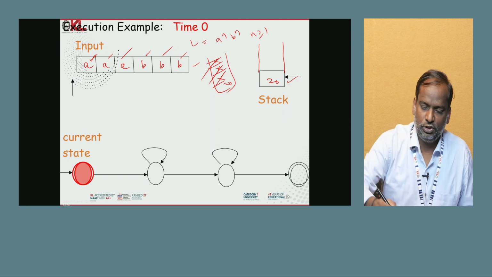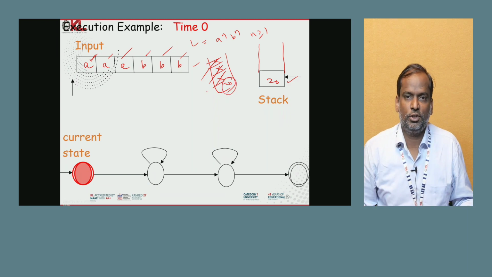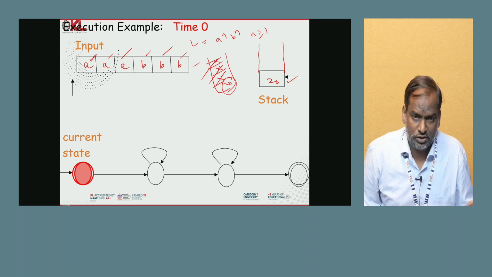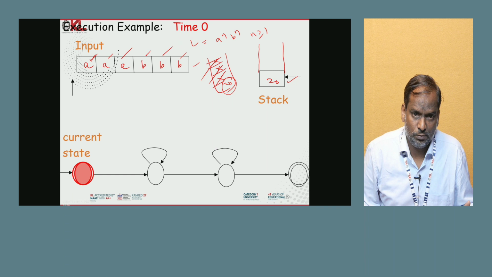So now, what about this? It indicates the bottom of the stack, right? So here there is no input, and the stack is having only Z0. It means the input is accepted. Now based on this, I am going to design a pushdown automata, right?